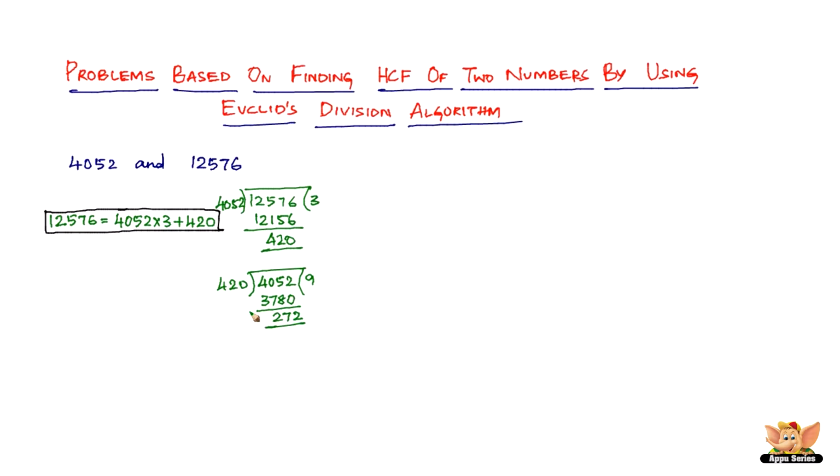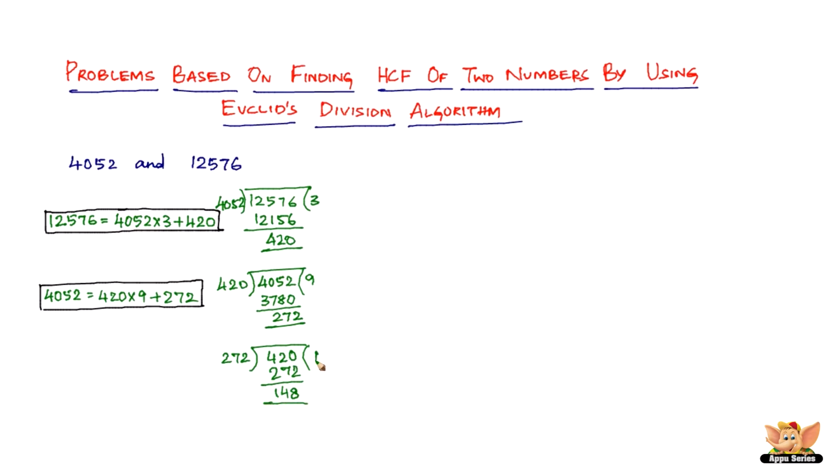Now again, write the same thing. So 4,052, the dividend, equals the divisor times the quotient plus the remainder, 272. So this is separate. As long as this remainder is there, you haven't found the HCF. So next, make the remainder the divisor, that is 272, and the divisor the dividend. 420 becomes the dividend. So 272 definitely should go not more than once. So 272 times 1 is 272, and the remainder is 148.